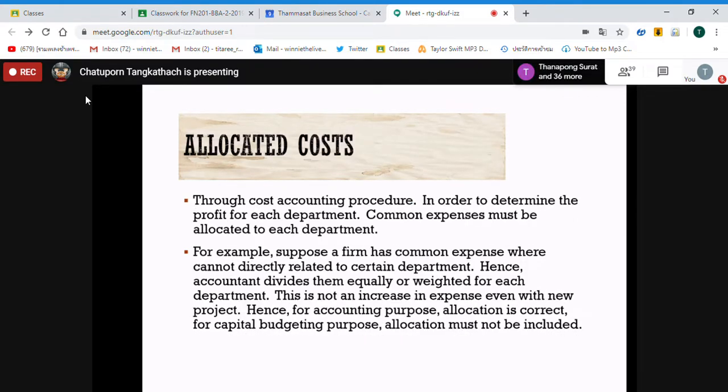Next one, allocated cost. Remember, this one we do not put in our cash flow estimation. Allocated cost usually happens because of accounting procedures like cost accounting. What does it look like? Let me show you this.